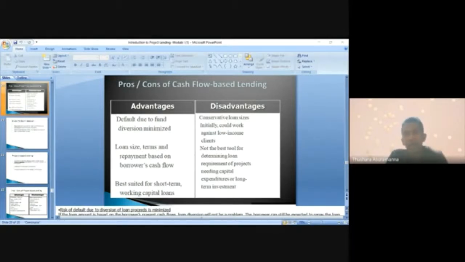Loan size, terms and repayment based on borrower's cash flow, which is absent in the previous category of lending. For example, you are an employee in an organization. When you go to take a loan from another bank, you say, I want to take a personal loan. This is my salary. How much can you pay? So you say this is how much I'm going to pay, this is my capacity. And then based on that, they will decide the loan amount that they would give, something like 10 times your salary. So basically they have decided your loan based on what you are earning.